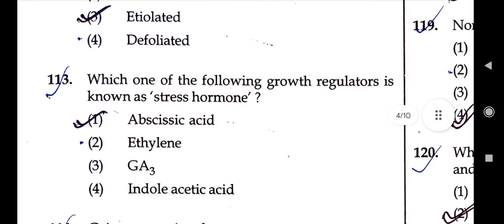Okay, students. Let's see question 113. Which one of the following growth regulators is known as the stress hormone? Which is the stress hormone, students? Abscisic acid is the stress hormone. Option two, ethylene. Option three, GA3. Option four, indole acetic acid. So options two, three and four are wrong. Option one is the correct option, that is abscisic acid, which is also known as the stress hormone.